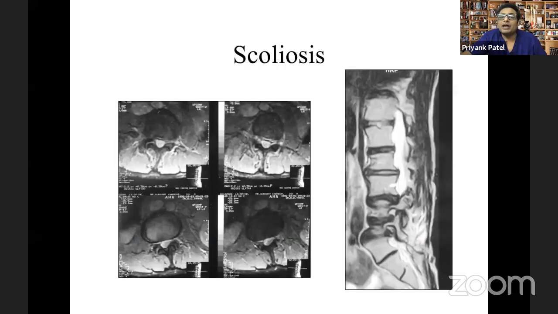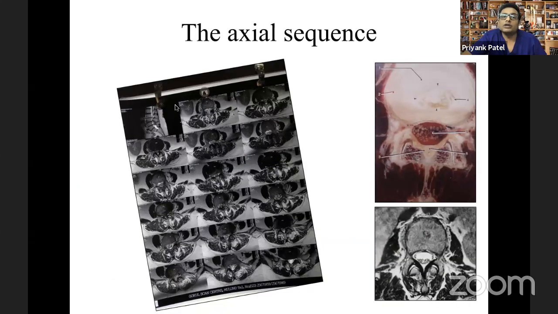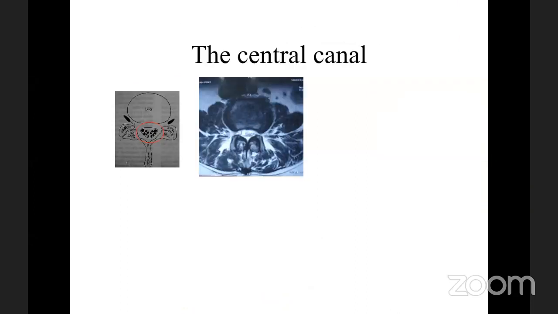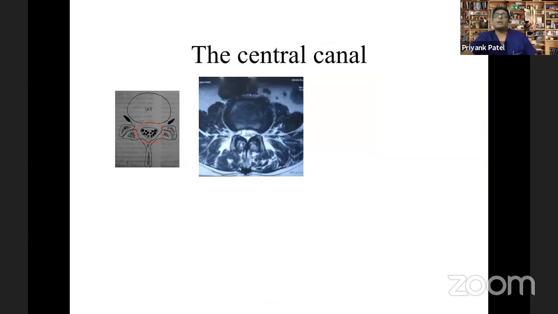And there you have to pick up something which looks like this. Okay, so that is the axial sequence. And in the axial sequence, you again have to pick up the T2 weighted axial sequence. So pick up the sequence where the central canal is looking white in color. Once you have that, you start identifying the parts that you want to see.